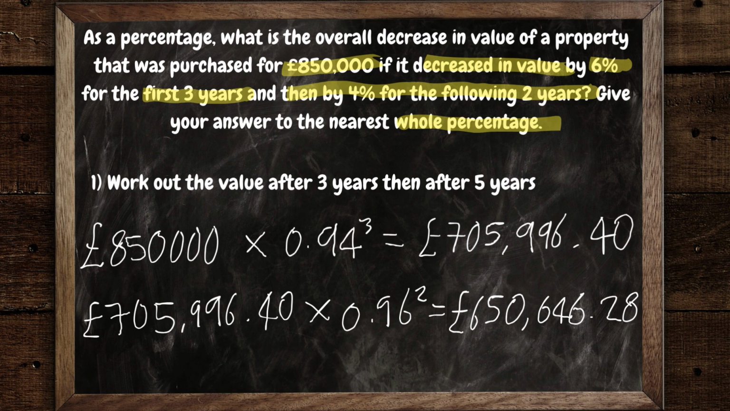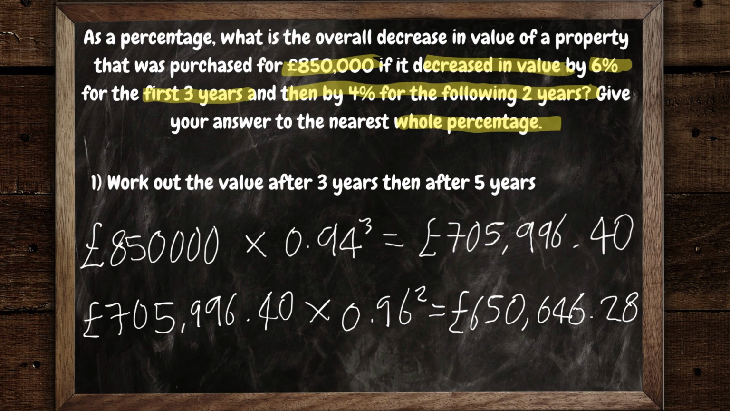Now, for the subsequent 2 years, the property continues to decrease in value, but not at 6%, at 4%. So at the end of each year, the property is worth 96% now, because 100 take away 4 is 96. So again, 96% as a multiplier is 0.96. So we need to multiply the value of the house, which we got in the previous answer, at the end of the first 3 years by 0.96 twice.